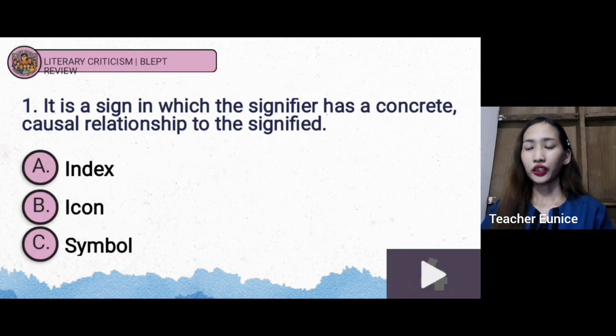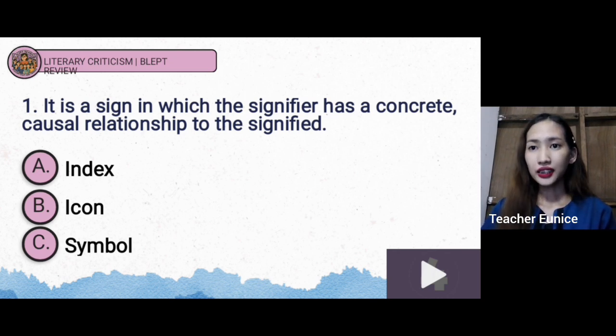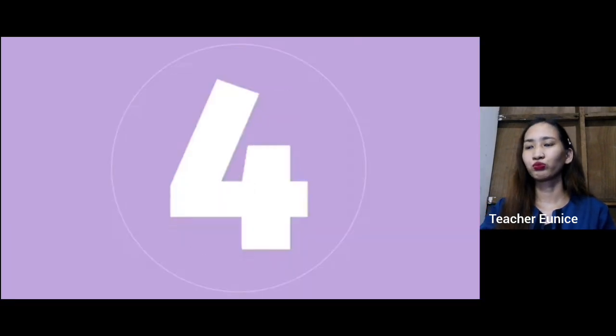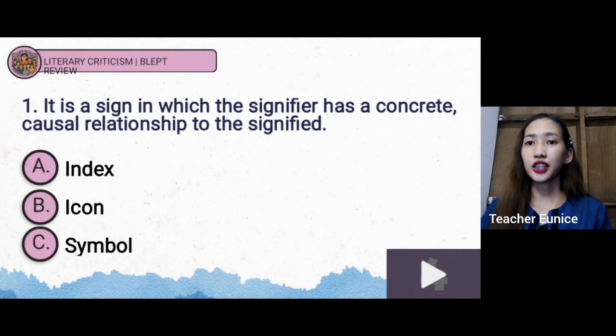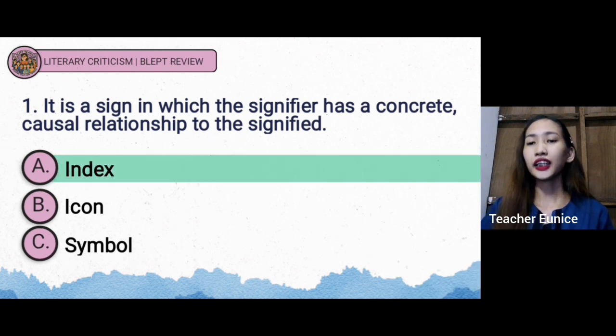So question number 1. It is a sign in which the signifier has a concrete causal relationship to the signified. So letter A, index, letter B, icon, letter C, symbol. So I will give you 5 seconds to think of the correct answer. So your 5 seconds timer starts now. So time is up. So the correct answer is letter A, index.